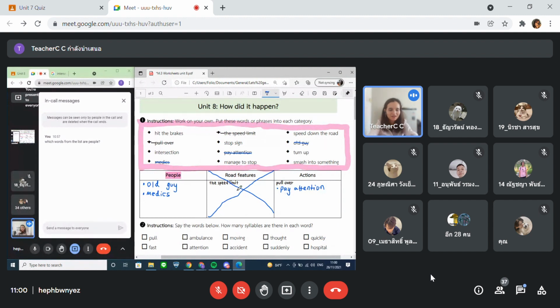Okay, yeah, pay attention. So focus. That is a thing that you can do. So you can focus. Maybe hit the brakes. Perfect. And what does this phrase mean? If you hit the brakes, will you stop quickly or slowly?